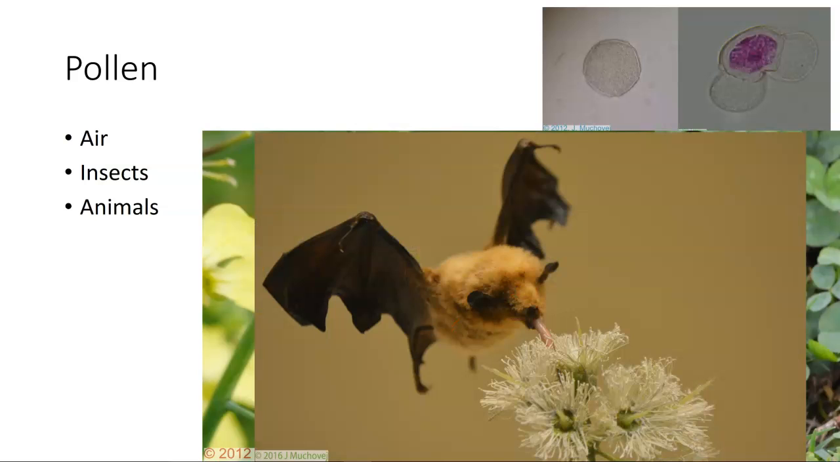We also have animals, and animals can transmit pollen. This is a picture of a bat on eucalyptus, and what you see is the bat is coming in here. The bat is feeding on the eucalyptus nectar, but as it does that, it will invariably get pollen from the eucalyptus onto its face, and the next time it visits another flower, it will transmit that pollen. Therefore, you get cross-pollination.